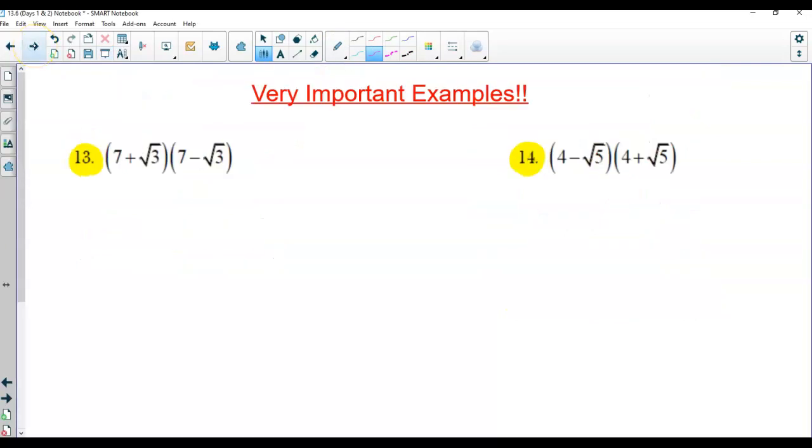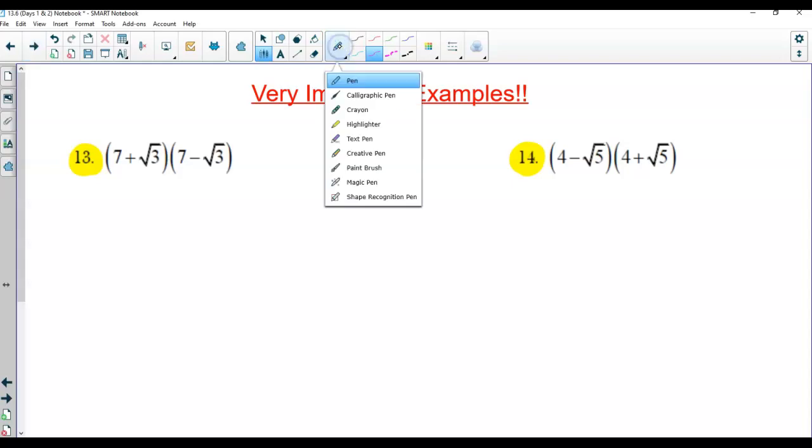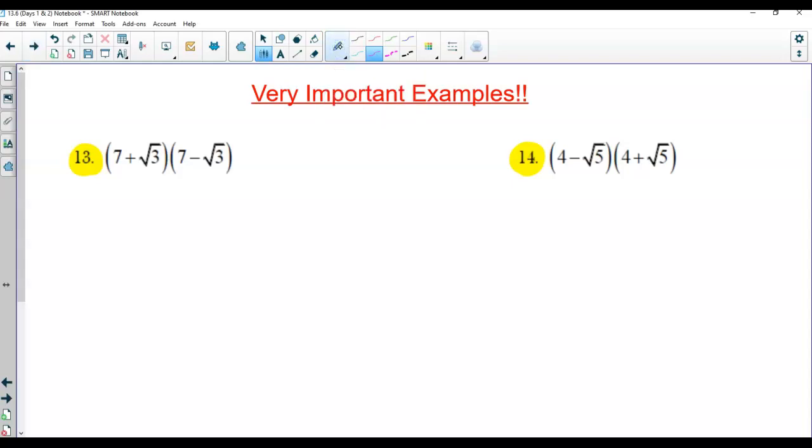Now, I have these last, 13 and 14. These are very important examples for division, okay? What do you notice here? Hopefully you notice these two sets of parentheses are almost identical. The only thing they differ from is the sign between the numbers. What is going to happen here? Something magical and mystical happens. Watch when I double distribute.